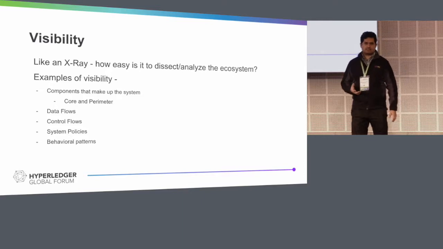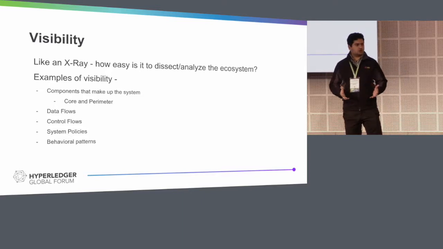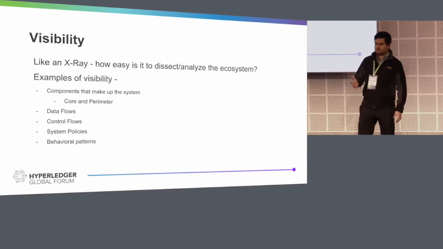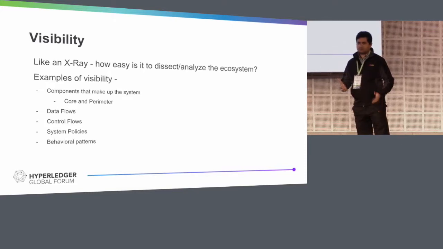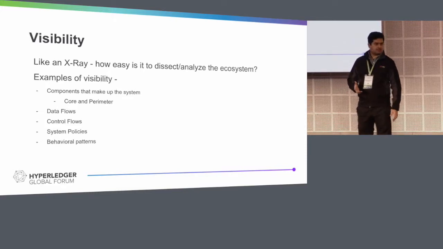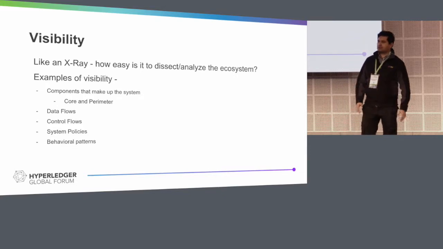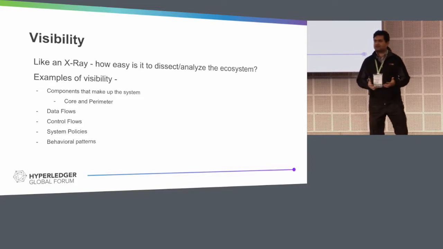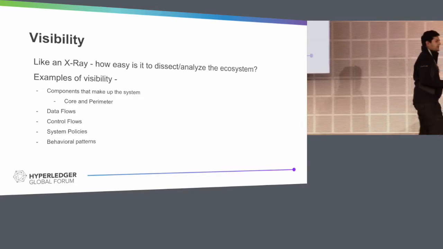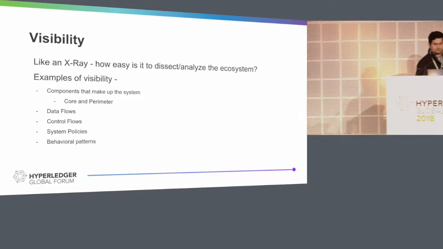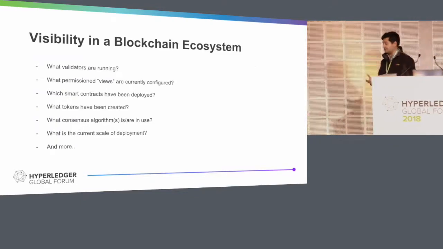Things like components that make up your system, both the core components, your perimeter components, and so on. How about data flows, control flows? System policies, right? What are the policies that you configured on your system? It could be anything. And then behavioral patterns. What is the behavior of your entire ecosystem? So these are all general examples of visibility.